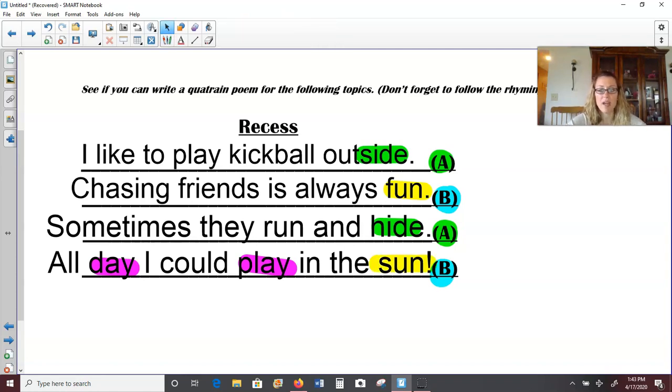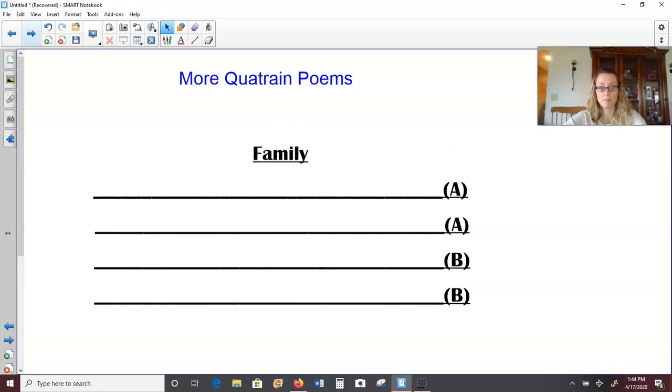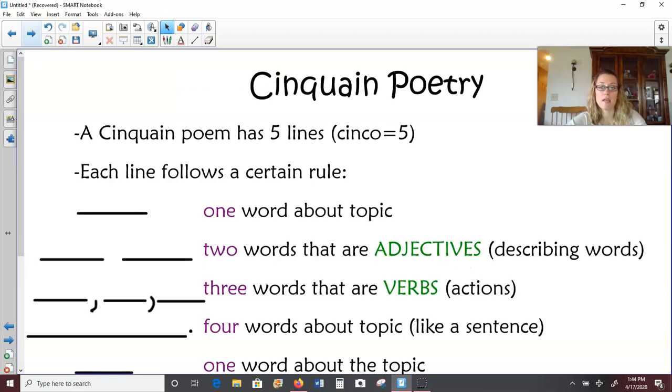So let's see. I like to play kickball outside. Chasing friends is always fun. Sometimes they run and hide. All day I could play in the sun. Works for me. And you can see I'm just making this up real quick on the spot. I'm sure you could do a much better job when you brainstorm and come up with some very creative ways to add in that figurative language we talked about at the beginning, some personification, onomatopoeias. But with poetry, I always go back and read and read and read over what I'm doing and make changes to it. I just like to hear it out loud to see how it sounds. All right. You could write a quatrain poem about your family or about school.